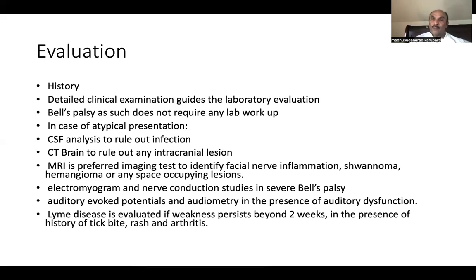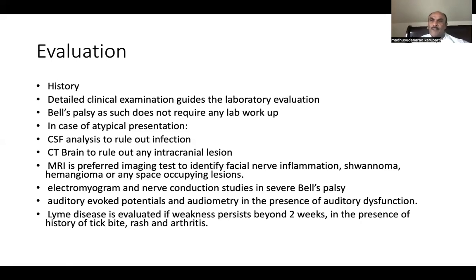related to the higher centers like seizures, like hemianesthesia, like hemiparesis. It is simple Bell's palsy, which can be clinically diagnosed with history and the detailed clinical examination. No laboratory workup is required.